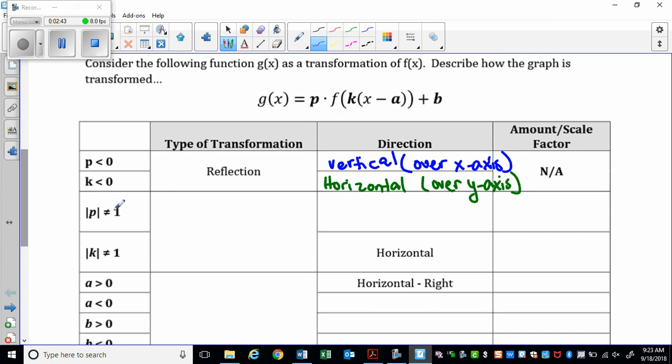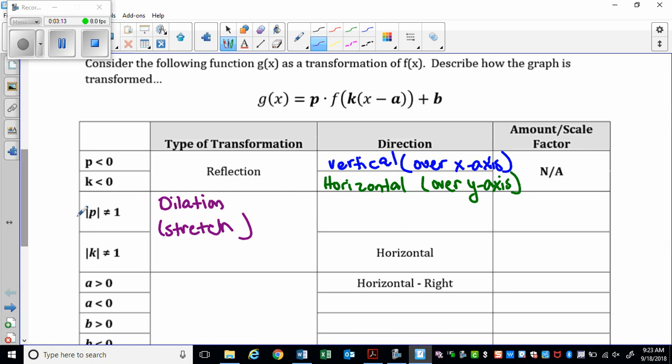When the absolute value of p and k are not equal to 1, this is a dilation. Otherwise, it'll just be our original function. But we have a dilation, or a stretch. It's also called a compression. So we'll stretch it or compress it.